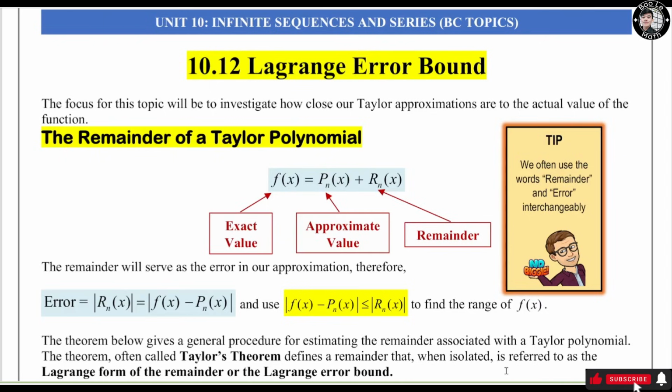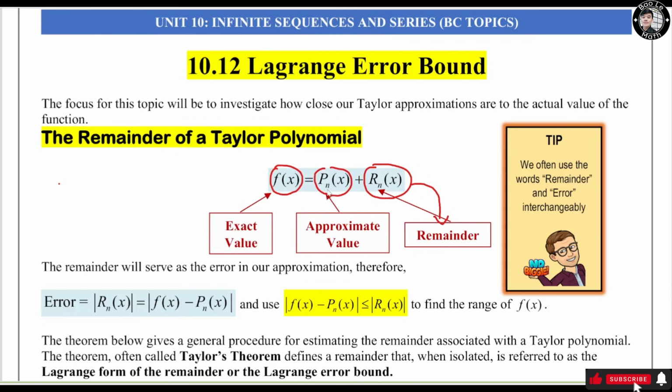Hello everyone, in this video we're going to explore topic 10.12, Lagrange Error Bound. We're going to talk about the remainder of a Taylor polynomial. In topic 10.11 we learned that the exact value of the function f(x) equals the polynomial approximation plus the error. Sometimes we call this error the remainder.